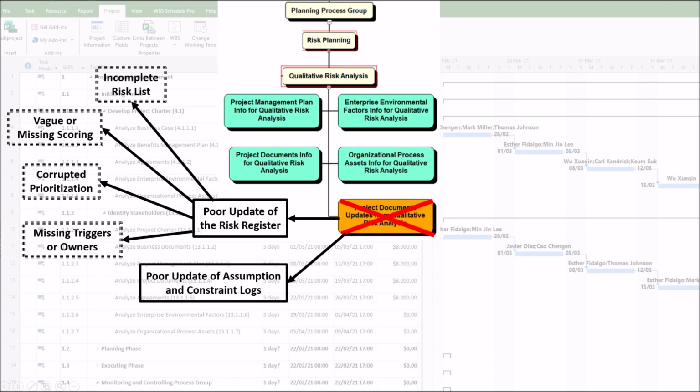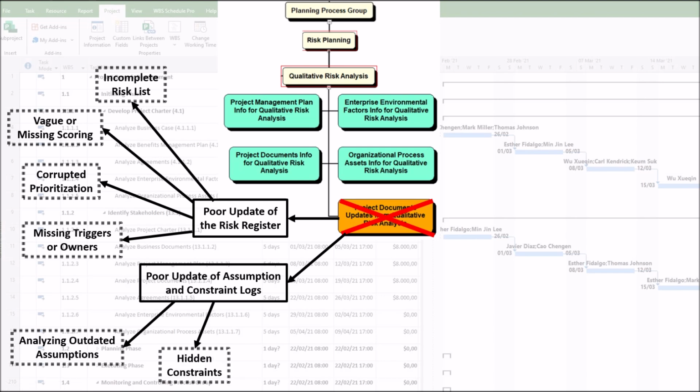2. Poor update of assumption and constraint logs. Qualitative analysis relies heavily on testing the validity of assumptions and constraints. First, analyzing outdated assumptions. If newly invalidated assumptions aren't logged, the team wastes time analyzing risks based on false premises. Conversely, new critical assumptions that are major risk sources get overlooked.